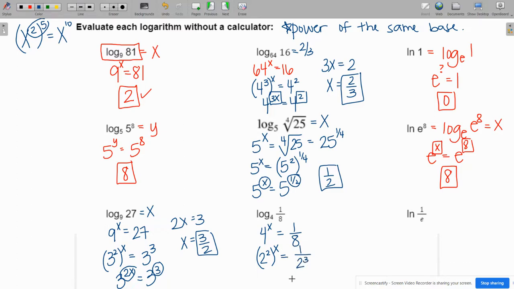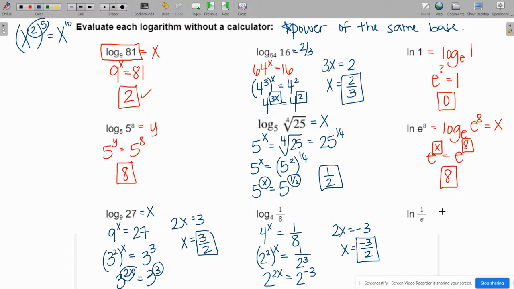But we don't really want that fraction, so we want it to be just 2 to some power over here, which I know that I could actually rewrite that. We have 2 to the 2x. This is going to equal, if I wanted to move this to the numerator, I could change it to be 2 to the negative third power. Therefore, 2x would equal -3, so x is -3/2. So when we would evaluate that, we would get -3/2.